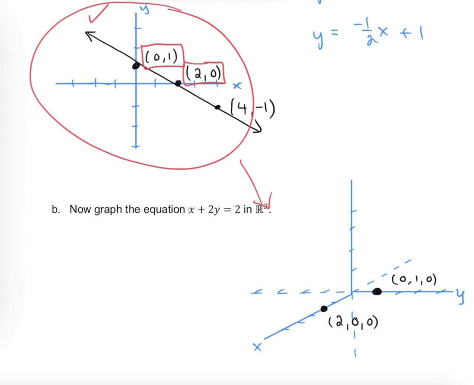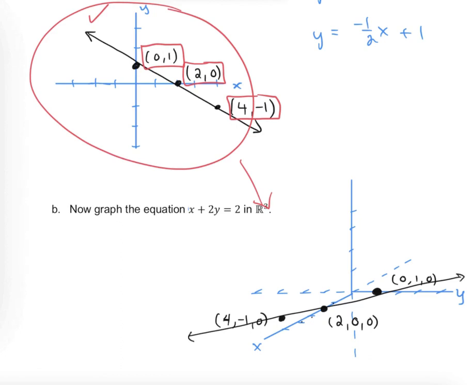And then let's make this ordered triple in the floor of R3. So 4 in the direction of x, -1. So we go 1, 2, 3, 4 in the direction of x, -1 in the direction of y. So we get down here. This is the ordered triple (4, -1), and since we're in the floor, the z coordinate is 0. So we'll graph this same line in R3 in the floor, which is the xy plane.